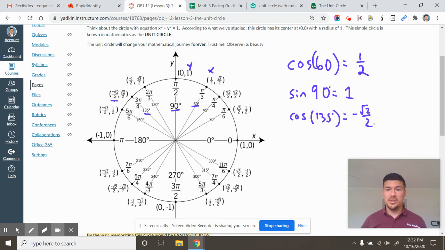So that's what this whole unit circle was about. It was about getting its coordinates so that I can memorize and very quickly refer to sine and cosine values, or backwards, cosine and sine values. Once again, cosine is x, sine is y. And that's how you use the unit circle with its coordinates.